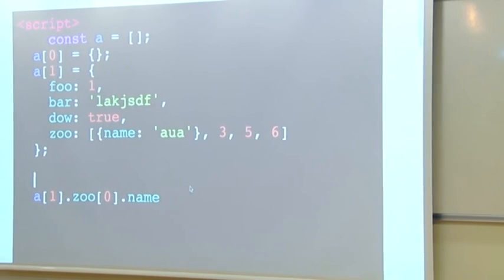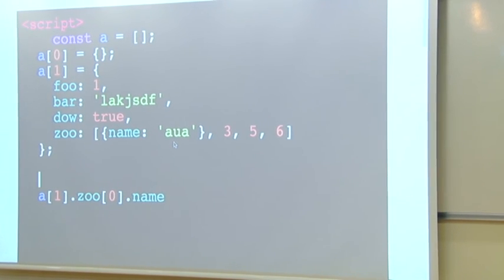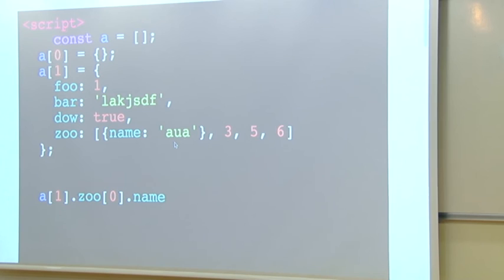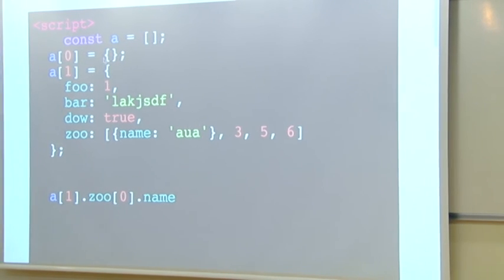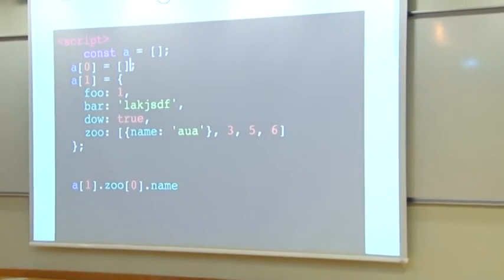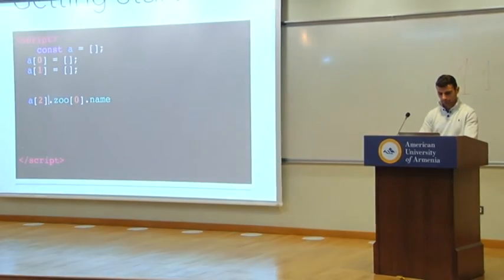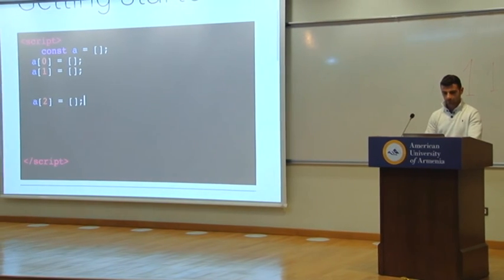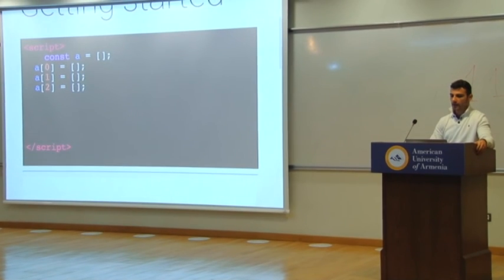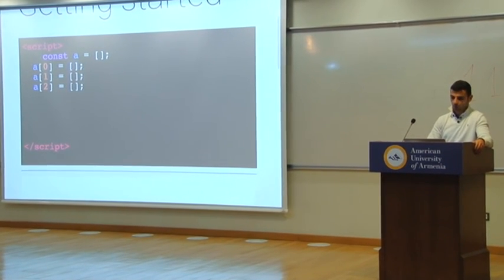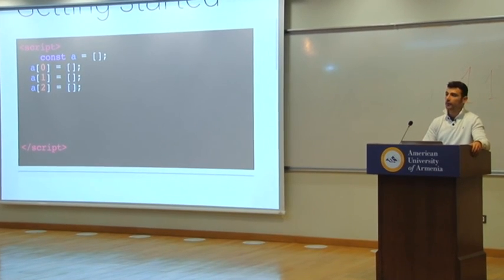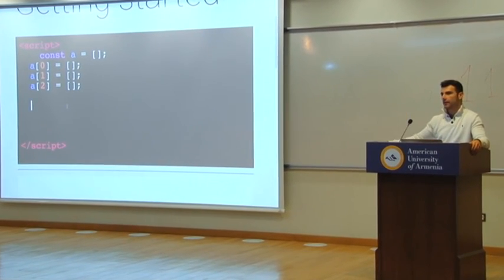Okay. So now that you understand that we can put an array inside of an object or an object inside of an array, well, we can also put an array inside of an array, right? So let's put an array at index 0, an array at index 1, and an array at index 2, let's say. Okay, so now we have an array A, which at 0 has an array, at 1 has another array, and at 2 has another array. What is the length of A? 3, good. So the last index plus 1, 3, fine.